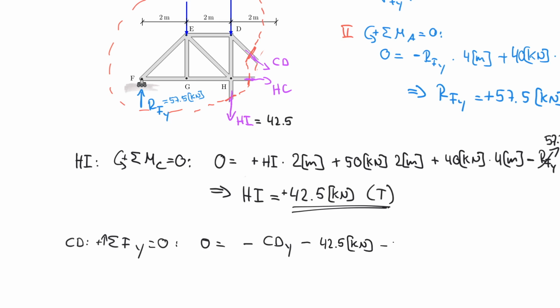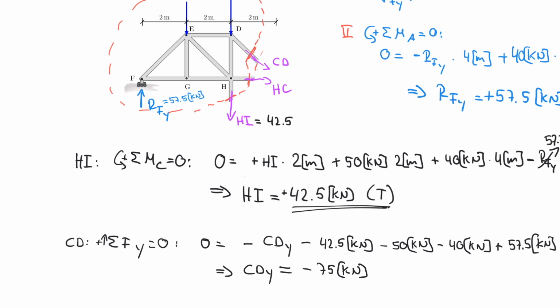minus 50, because it's going down, kilonewton, minus 40 kilonewton, plus 57.5 kilonewton. And so now I can rearrange that to find my CDY, which is equal to negative 75 kilonewton. And that means that it's actually in compression. And that is only the vertical component, the Y component.